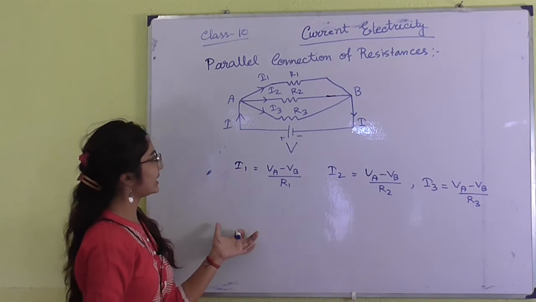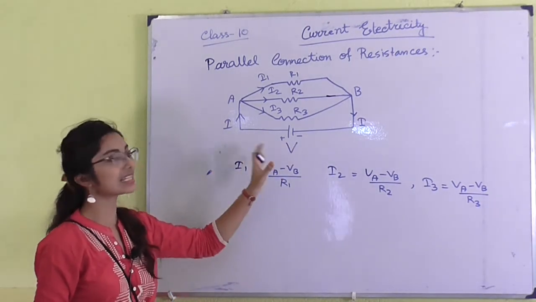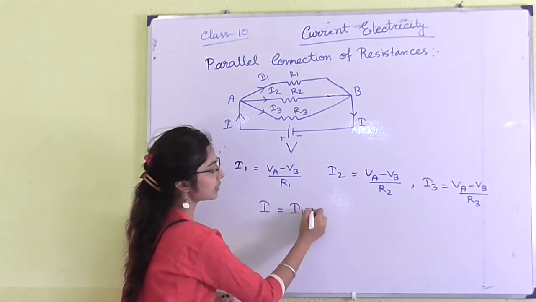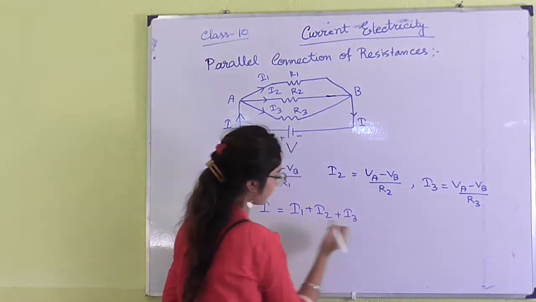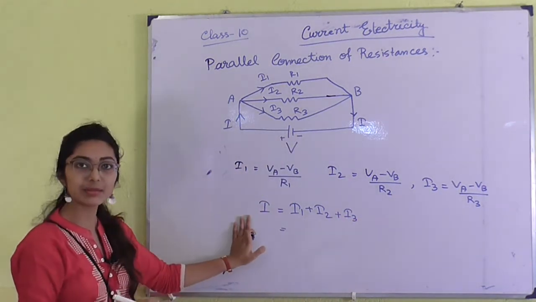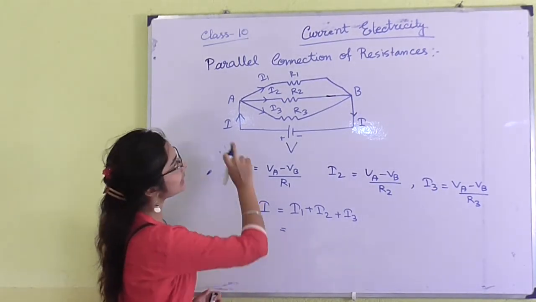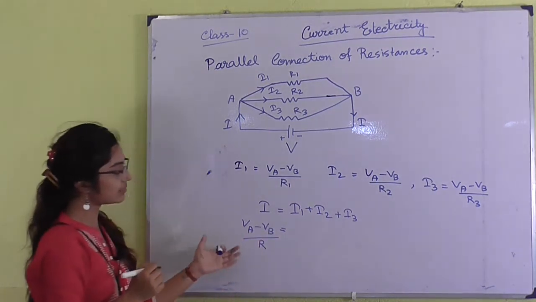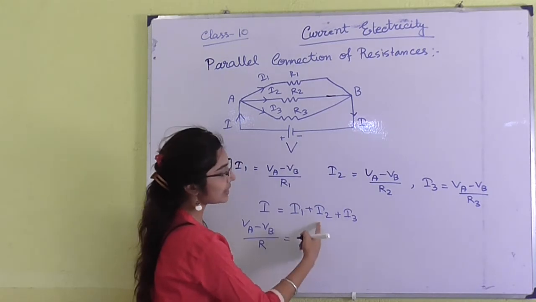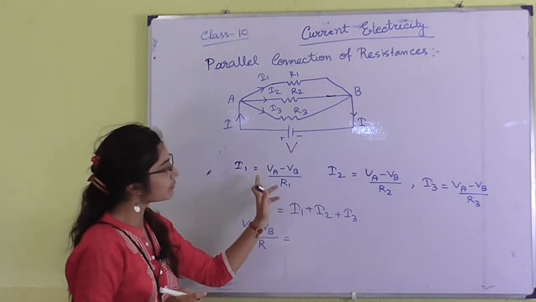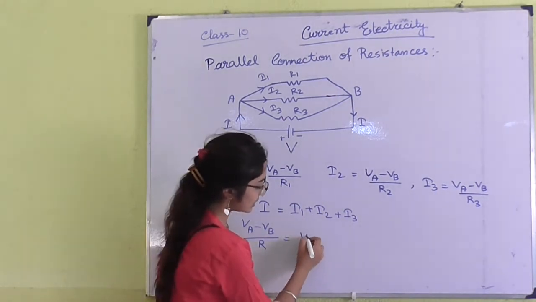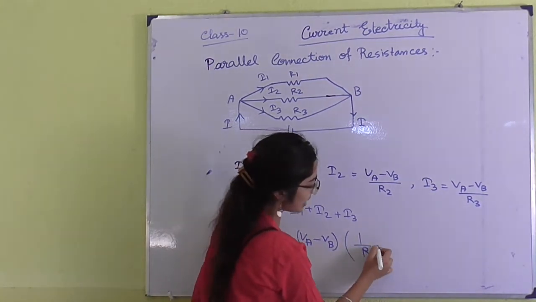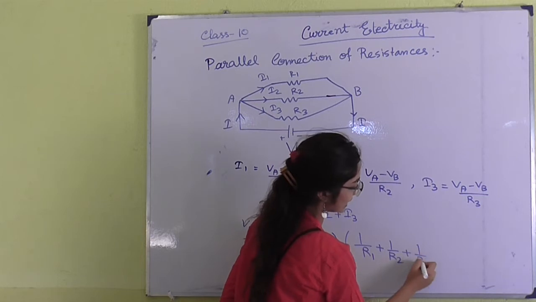So, in the electrical circuit in parallel connection, the total current is the same. So I is equal to the sum of I1 plus I2 plus I3. According to Ohm's law, I means V by R, where V is the potential difference between these two terminals. So VA minus VB by R is equal to I1 plus I2 plus I3. You can see that VA minus VB is common in all the currents, so I am taking VA minus VB as common, and within the bracket there is 1 by R1 plus 1 by R2 plus 1 by R3.